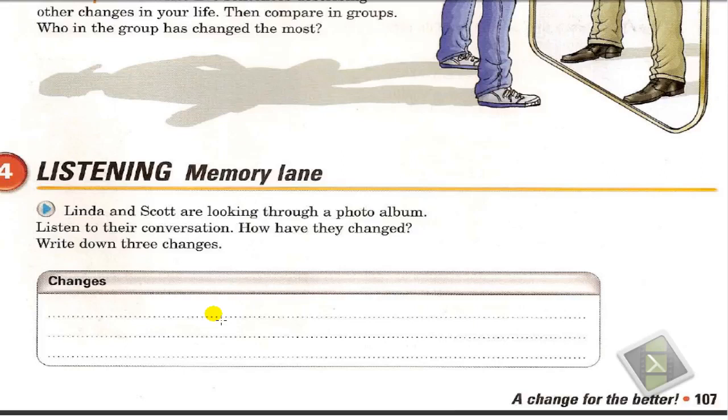Page 107. Exercise 4. Listening. Memory lane. Linda and Scott are looking through a photo album. Listen to their conversation. How have they changed? Write down 3 changes. What are you looking at, Scott? Oh, just one of our photo albums. Oh, look, it's our wedding picture. Yeah, just think, we'll be celebrating our 5th wedding anniversary this month. Yeah, and I remember we didn't get along so well when we first met. But a year later, we fell in love and got married. And here's a picture of our honeymoon. Wow, we sure look different now, don't we? Yes, my hair is much shorter now. And you've gained a little weight. You were always too thin. Oh, and look, here's a picture of the day we brought Maggie home from the hospital. She's so cute. And now we have 2 kids. Who would have guessed? Yeah, we're just lucky that they look like me.